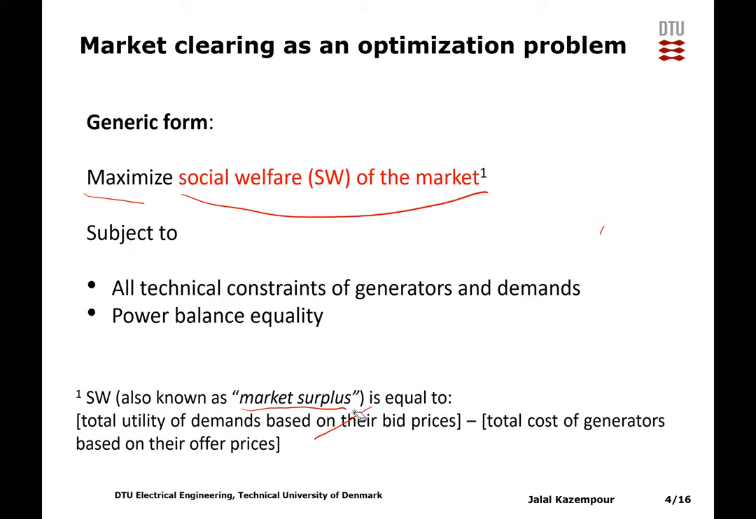About the constraints, assume we don't have network at the moment. So we need to have two types of constraints. One is all technical constraints for generators and demands. The technical constraint of generators means their installed capacity, their P min, if they have minimum production level, their ramping constraints. If we go for unit commitment, we will talk later. We need unit commitment constraints like minimum uptime, minimum downtime constraints, et cetera. Also, we need power balance equality. It means that total demand is equal to total generation if there is no network.